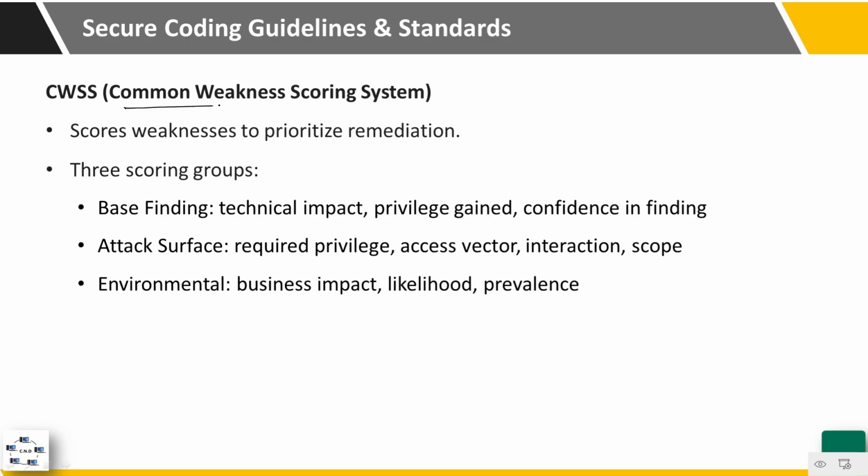CWSS, that is Common Weakness Scoring System. This is used to score weaknesses for prioritizing their remediation. There are three scoring groups. First is the base finding, which deals with the technical impact, privilege gained, and confidence in the finding. Then is the attack surface, which includes the required privilege, access vector, interaction, and scope of the weakness. And finally, we have the environmental, which deals with the business impact, likelihood, and prevalence of the weakness.